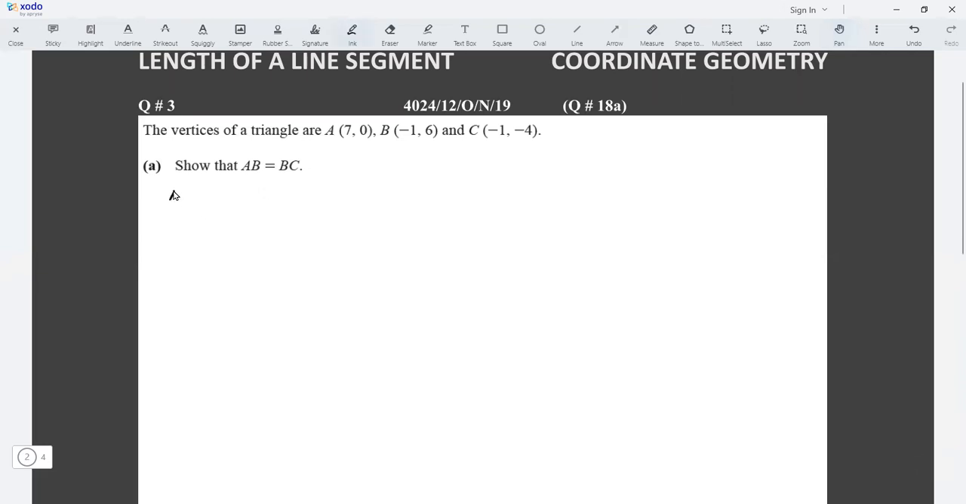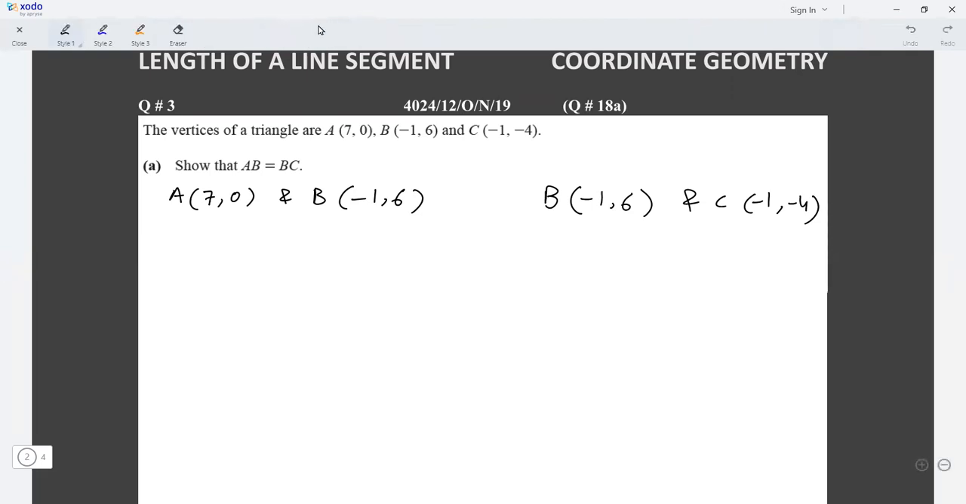So for A and B, point A will be taken as the first point, and point B will be taken as the second point, negative 1 and 6. For the other case, point B is taken as the first point for the BC calculation, and point C will be taken as the second point. So this is x1, y1 and this is x2, y2 for AB. This is for BC: this will be x1, y1 and this will be x2, y2.